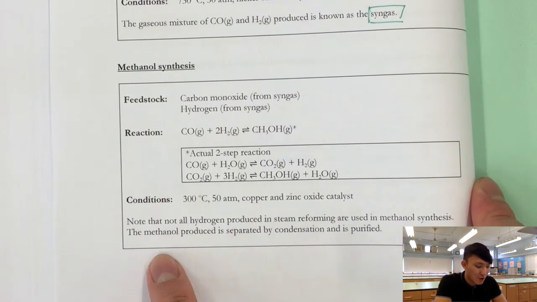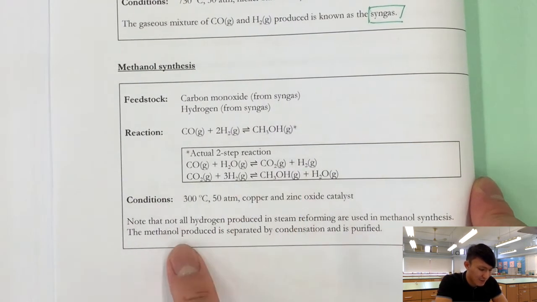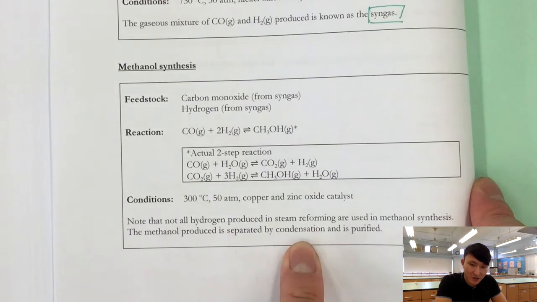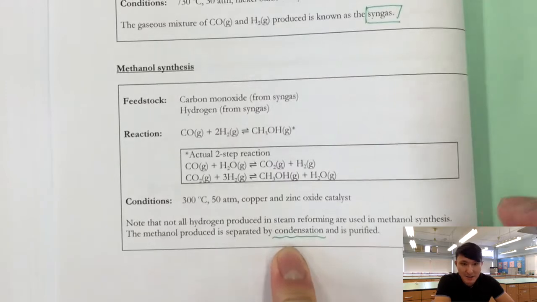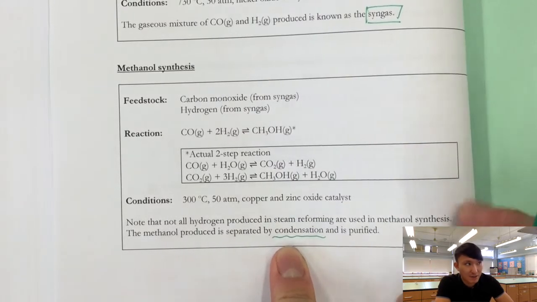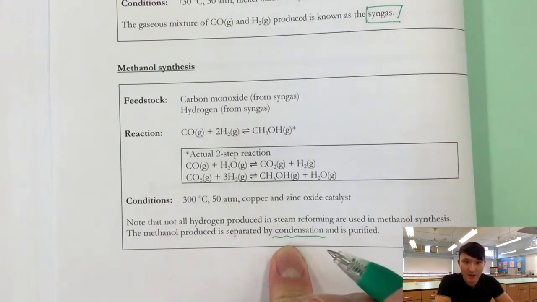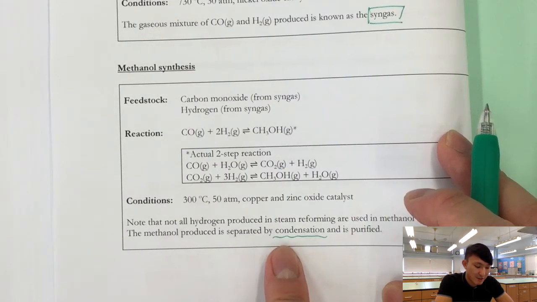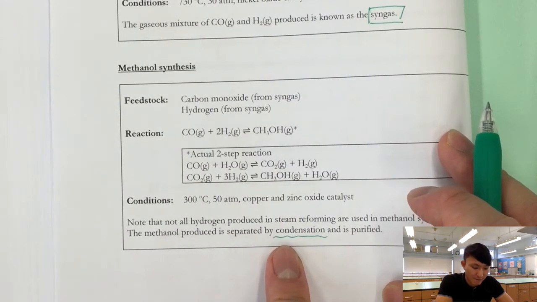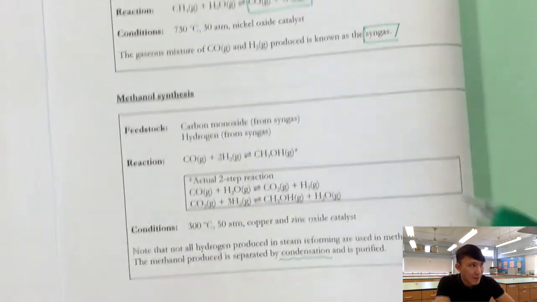So this methanol produced is separated by condensation and it is purified. Methanol can be easily separated by condensation because methanol has a much higher boiling point, with the hydroxyl group allowing it to form intermolecular hydrogen bonds. So the product can be easily separated by condensation. So again, you have to memorize all these things.